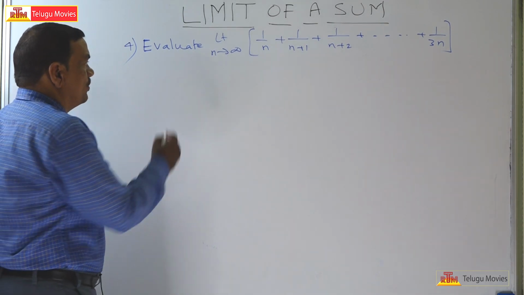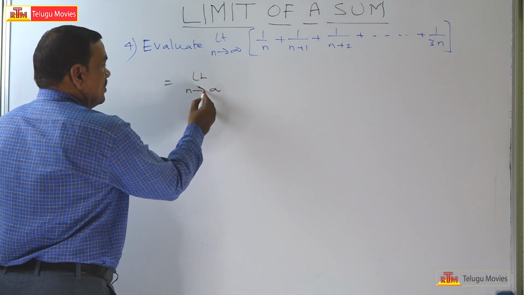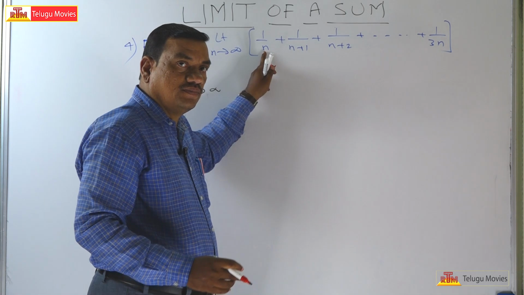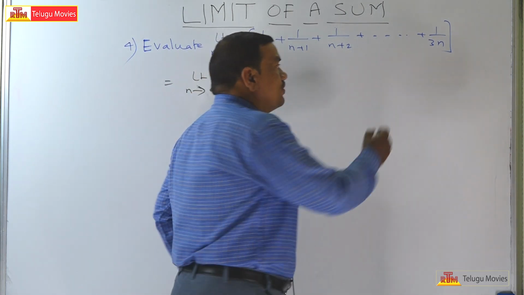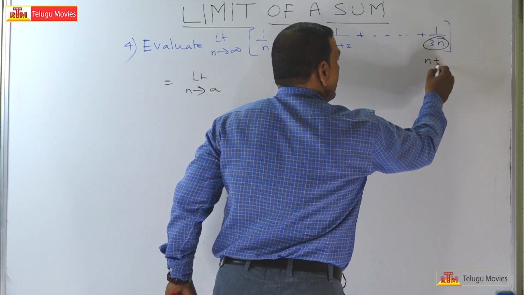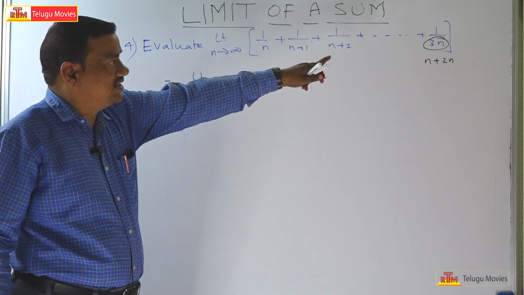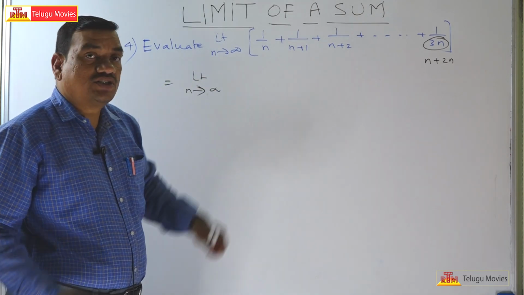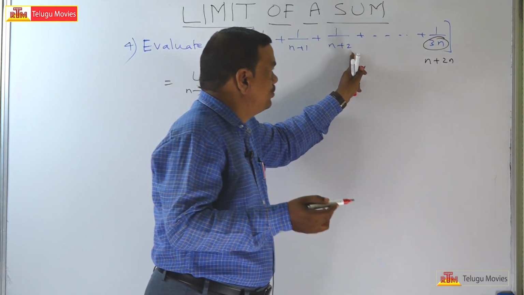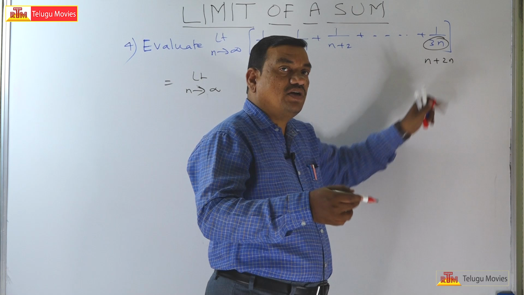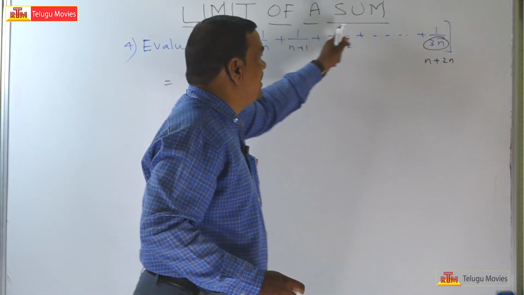Let us see how to write it down. So this is equal to limit n tends to infinity. Observe here n plus 1, n plus 2, n plus 3. So what should the last term be? The last term is n plus 2n, which is 3n in the denominator. See here, n plus 1, n plus 2, n plus 3, and so on. How much should be there? n plus 2n. The numerator is the same, 1, 1, 1, 1.